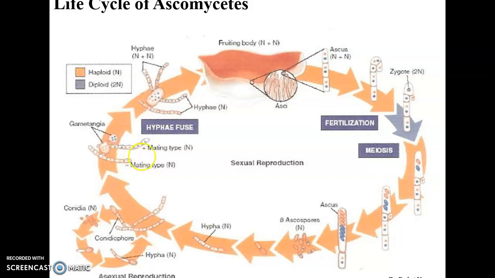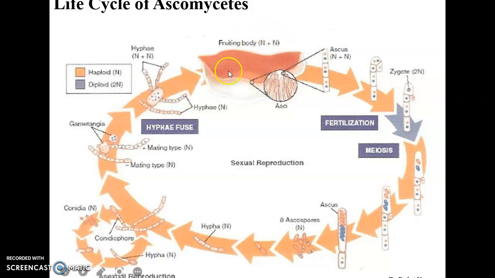Gametangia from the two mating types fuse. This is the gametangia of the -N mating type, and this is the gametangia of the +N mating type. Here the gametangia fuse, but the haploid nuclei do not fuse. Instead, this fusion produces hyphae that contain the haploid nuclei of both different mating types.